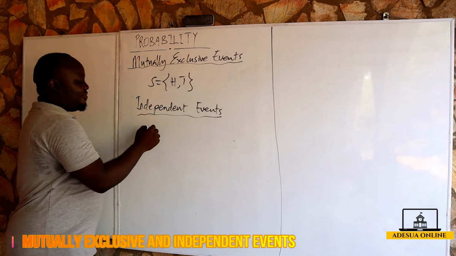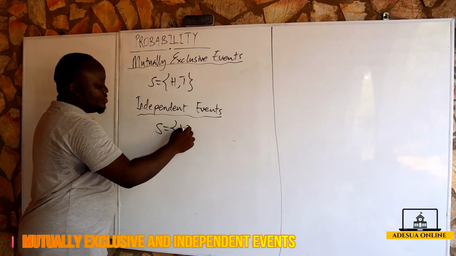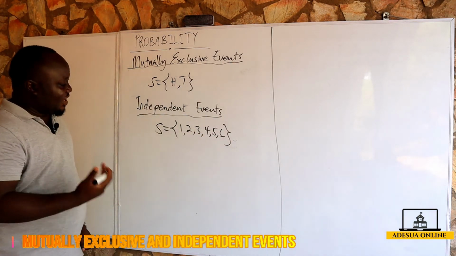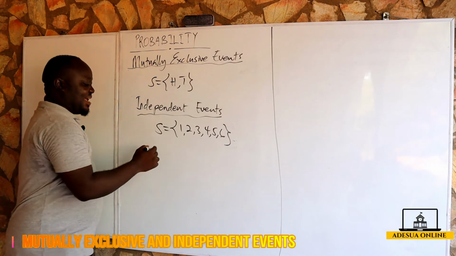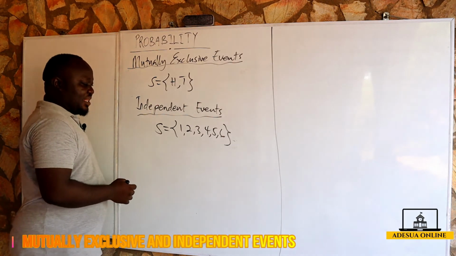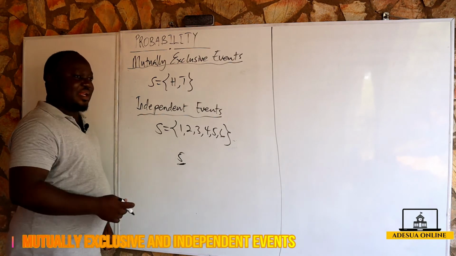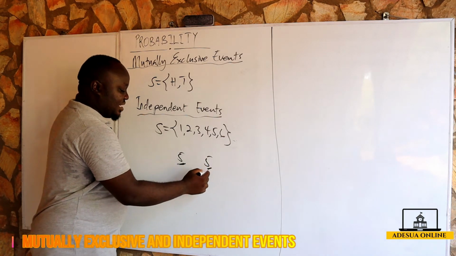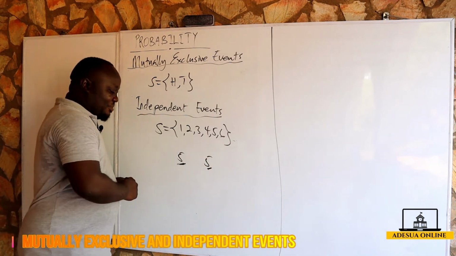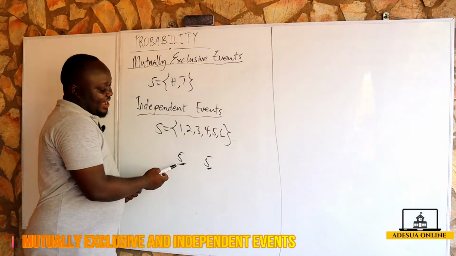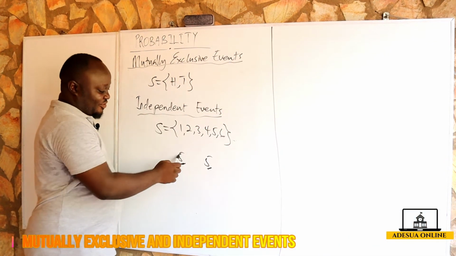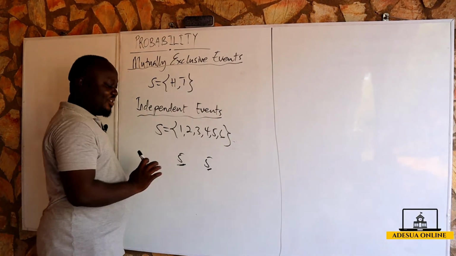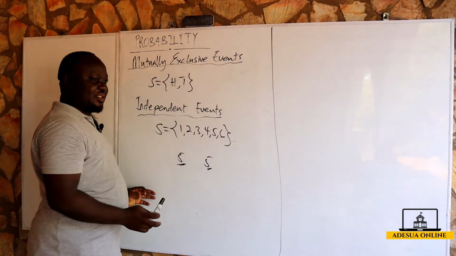So, assuming I have, let's say, a die, 1, 2, 3, 4, 5, 6. That's the sample space for a die. Now, suppose I throw this die and the die shows a 5. If I throw it again, maybe it shows another 5. The first 5 does not affect or influence the occurrence of the second 5 here. These two events are independent events.